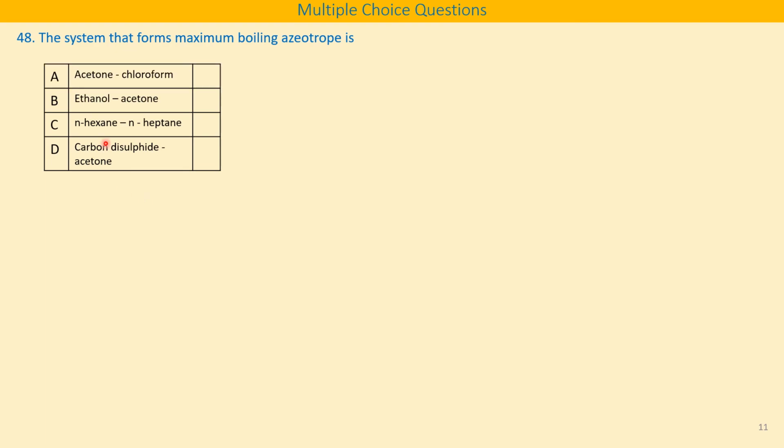The system that forms maximum boiling azeotrope is, they are given four options. Option A, option B, option C and option D: acetone and chloroform, ethanol and acetone, n-hexane and n-heptane, carbon disulphide and acetone. You have to identify the correct answer. Please analyze.